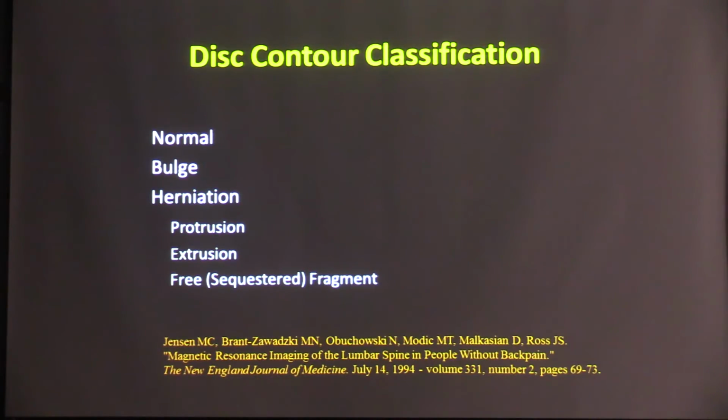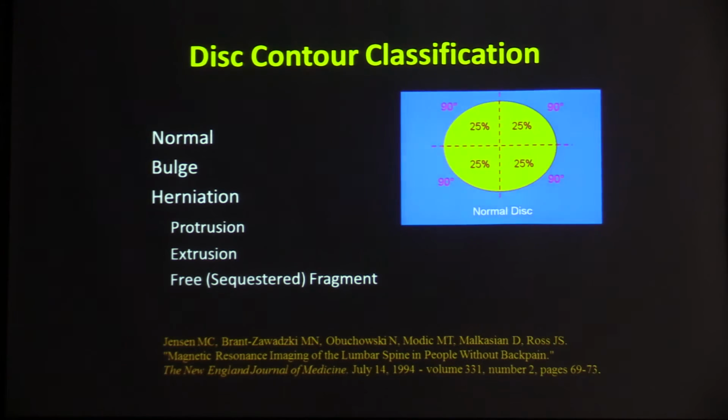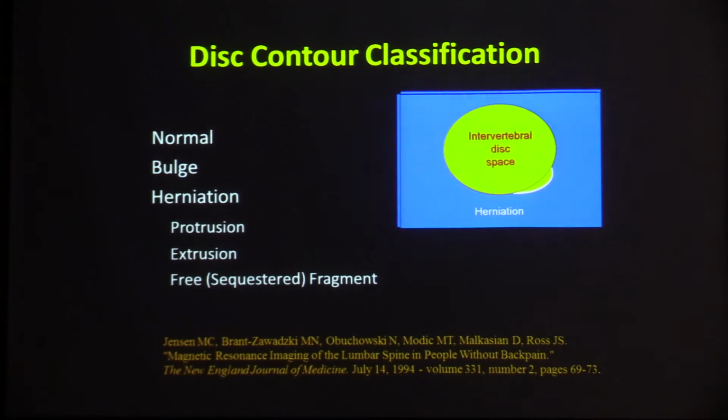Now with our disc contour abnormalities, we can have a normal disc, think of it as a circle, or we can have a bulge, which is a diffuse abnormality. So let's say greater than 50% of the circumference, or greater than half of the perimeter. So that's our bulge. And then we have herniations. A herniation is a focal extension.